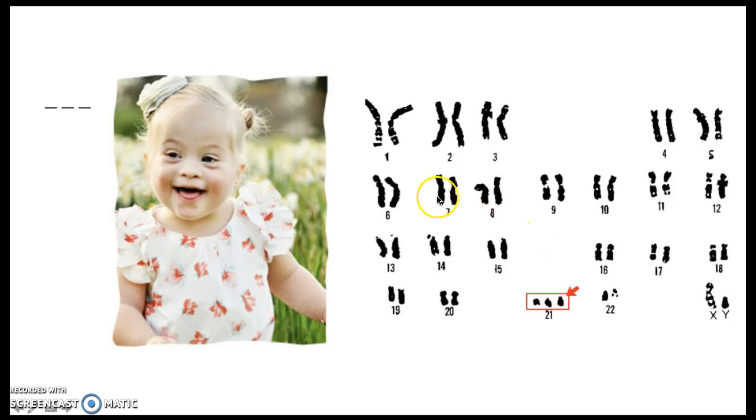So as you can see, most chromosomes have 2, like 1 has 2, 2, 2, but 21 has 3. This is called trisomy 3, and this is the reason that Down syndrome happens.